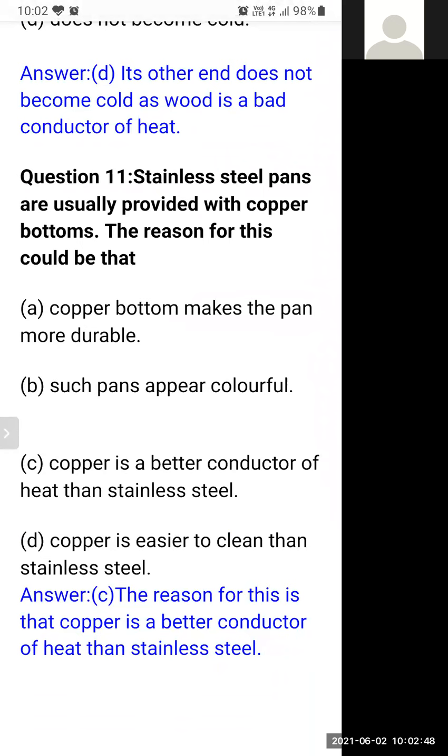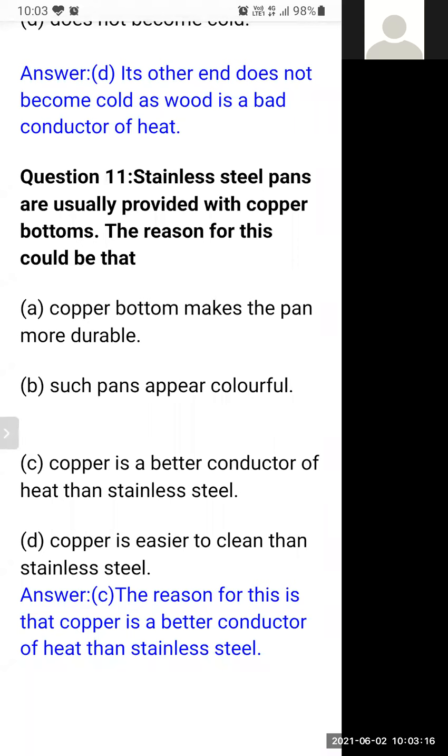Now question number 11, which is the last question of this chapter. Stainless steel pans are usually provided with a copper bottom. As you see in your kitchen, many stainless steel pan containers have a bottom of copper. The reason for this could be that... What is the reason behind that?